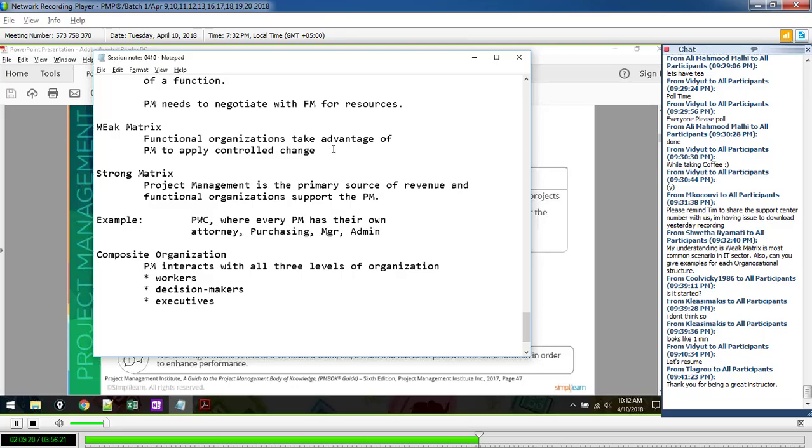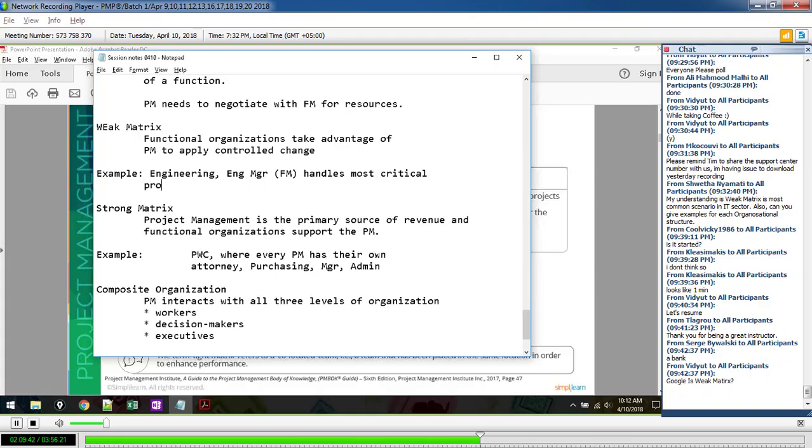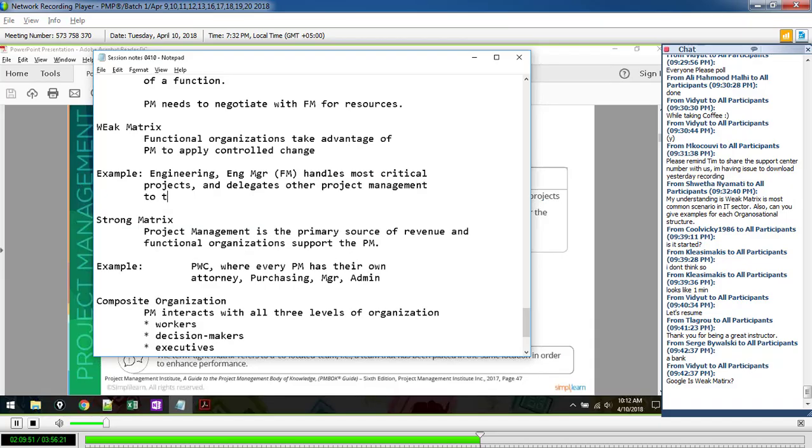Weak matrix. Let's see here. I don't want to do IT because it's sort of strange. Let's do engineering, where the engineering manager handles most critical projects and delegates other project management to their staff, okay? We'll talk about that in a second. That's basically what functional organizations look like, okay?